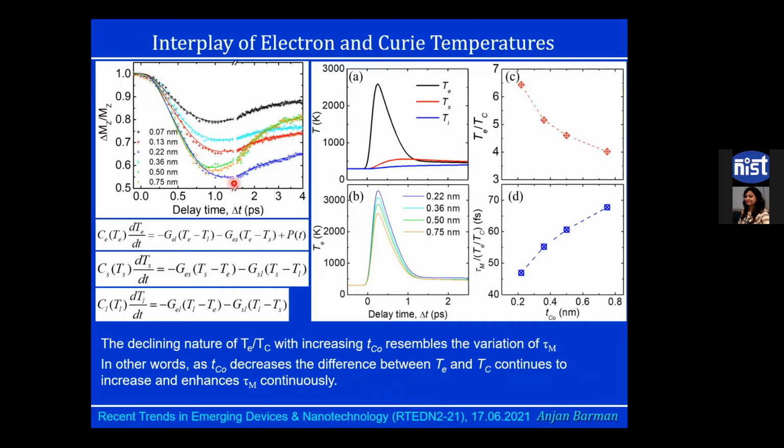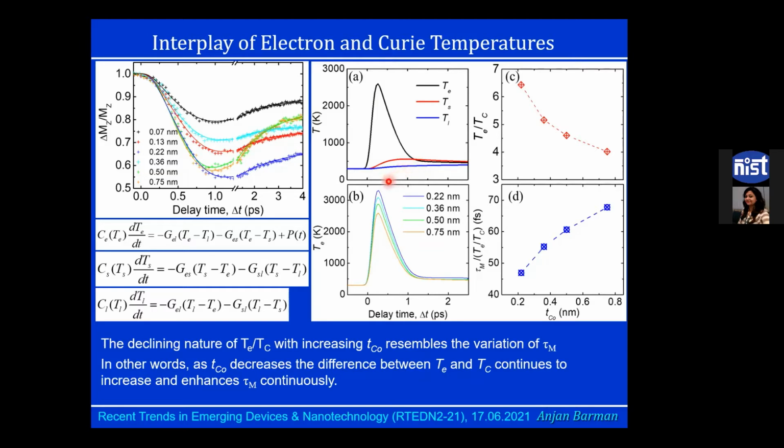From this modeling, we are able to find the 3 different temperatures: the electron, spin and lattice temperature. You can see this is the electron temperature, and it goes well beyond 2500 Kelvin, whereas the spin temperature goes beyond about 500 Kelvin, and the lattice temperature doesn't increase much. So even though the electron temperature is going beyond 2500 Kelvin, the sample is unaffected. The sample doesn't burn because the lattice temperature is very low. So that clearly shows that it is a non-thermal process.